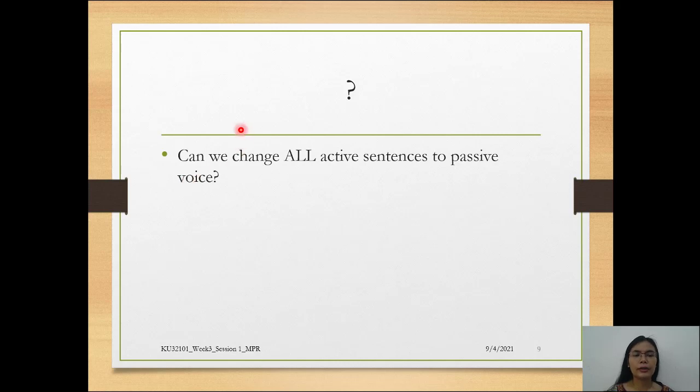Now we come to the grammar discussion, which is about present tense in the passive voice. A very quick question I'm giving to you is: can we change all active sentences into passive voice? For this question, I would like you to post your answer in the YouTube comment. So, can we change all active sentences into passive voice? Pause this recording, and then after that, give me your answer in the YouTube comment.